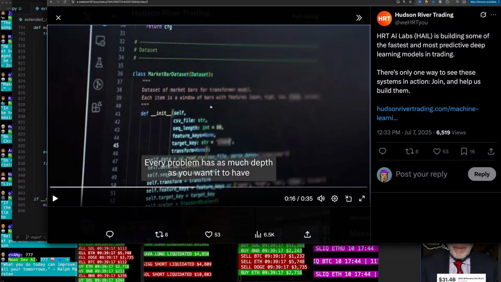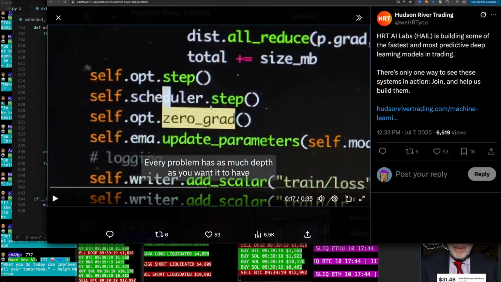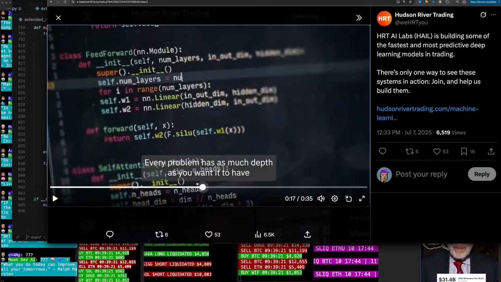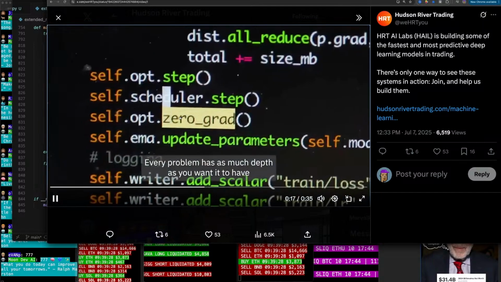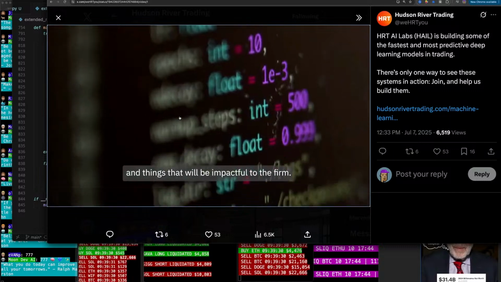Okay, we've seen all this. As much depth as you want it to. Just make sure we're locked, bro. Neural network, feed forward. As you want it to have, and things that will be impactful to the firm.